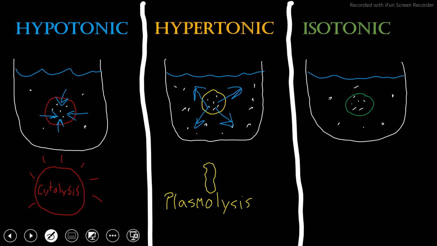Now if you drop a cell into an isotonic solution, this means the number of solutes inside the cell is the same as the number of solutes outside of the cell. So water doesn't rush in or rush out of the cell, it just keeps homeostasis. So this makes for a happy cell. Now this doesn't mean water does not move in and out of the cell, it just means that there isn't a big rush. So there might be a little bit moving out and a little bit moving in, but it stays at homeostasis.